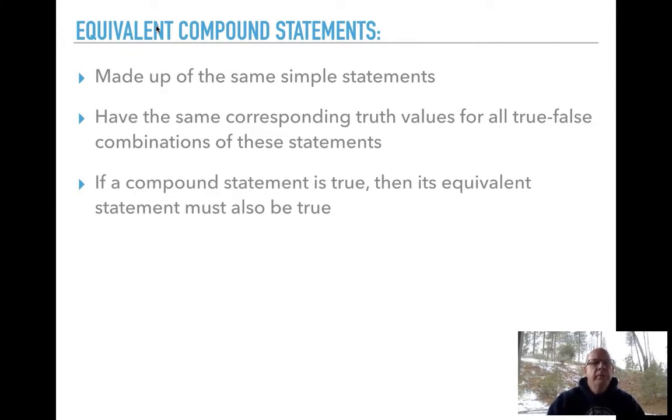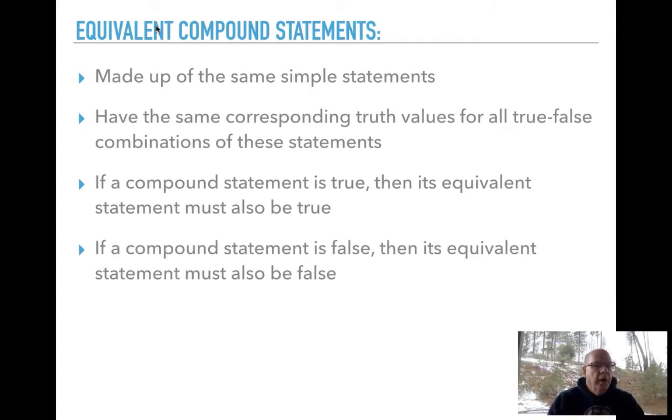Here's the main point. If a compound statement is true, then its equivalent statement must also be true. So basically they have the same truth tables. If 2 statements are equivalent, then their truth tables must be the same. Whether the statements are true, or if the compound statement is false, then its equivalent statement must also be false. Again, the truth tables have to be the same.